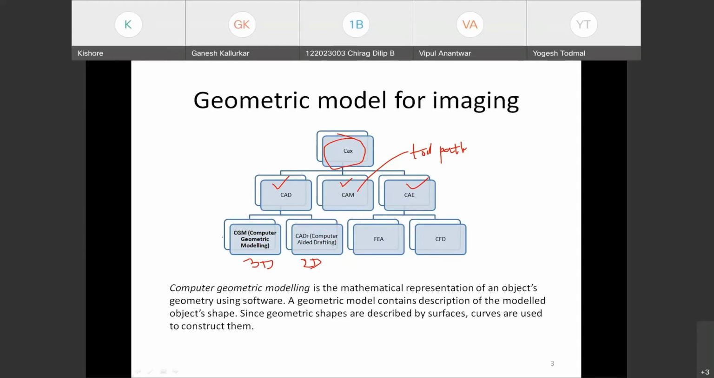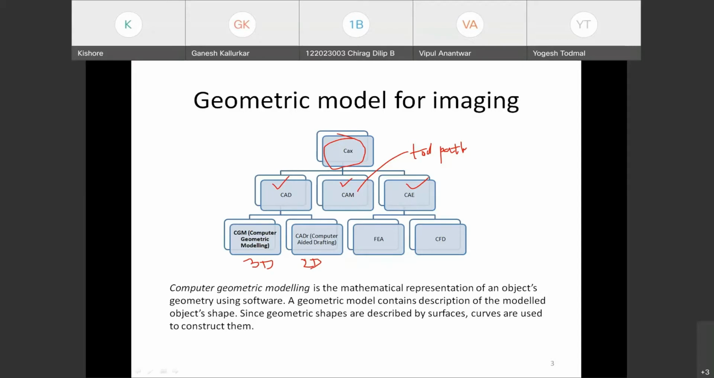Now let's try to understand the requirements for this geometric model for imaging. Okay, so computer geometric modeling is the mathematical representation of an object's geometry using software. So when we say geometric modeling, usually it is only computer geometric modeling, and what it signifies is the mathematical equations for a given structure that can be represented onto a screen using various interfaces. Okay, a geometric model contains description of the modeled object's shape. Since geometric shapes are described by surfaces, curves are used to construct them.